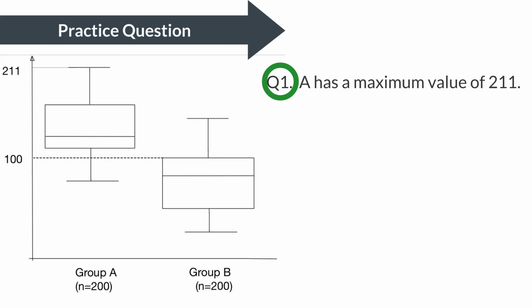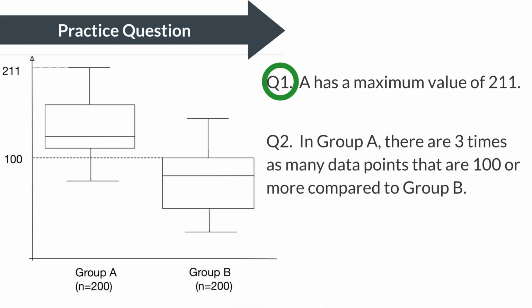Now, let's move on to the second question. Here it is: in Group A, there are 3 times as many data points that are 100 or more compared to Group B. What do you make of this statement?